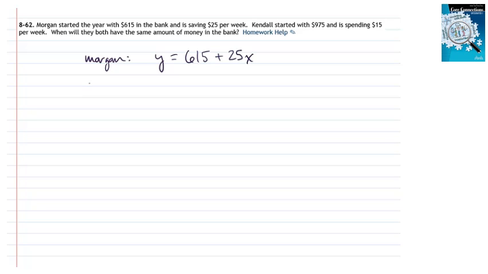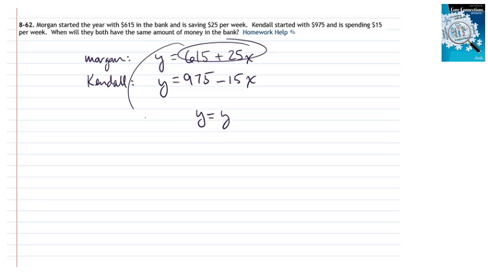The other person is Kendall. And we are told that Kendall is starting the year with $975, and each week she's spending $15. So you can see each week I'm going to decrease by $15 how much she has. Well, if you look at it, it's a nice looking system of equations, and probably a good candidate for using the equal values method. Certainly it's true that y is equal to itself, so I'm going to take this value of y and put it over here, right?